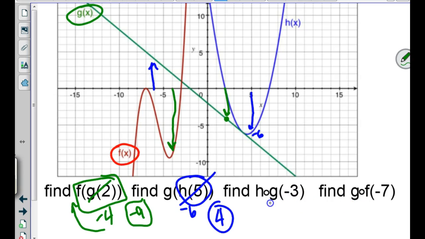Let's do one more. Put a -3 into G. Which one is G? The green one? So a -3 looks like 1 maybe? And then we're supposed to put a 1 into H. An x value of 1 into H looks like about 6 maybe. Okay, can you do that on the homework?